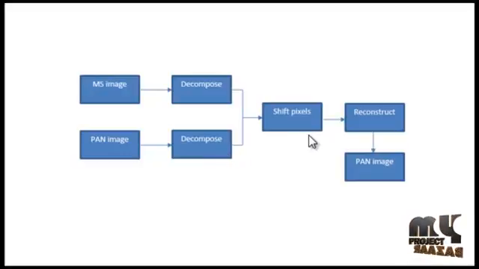After shifting the pixels, the image will be in signal format, and then we reconstruct the signal back into the image, and we finally get the pan-sharpened image. Here we use the non-subsampled Contourlet transform to decompose and reconstruct the image, and the pixel shifting will also use that transform. The non-subsampled Contourlet transform is a very good algorithm for making a pan-sharpened image using the multispectral image.